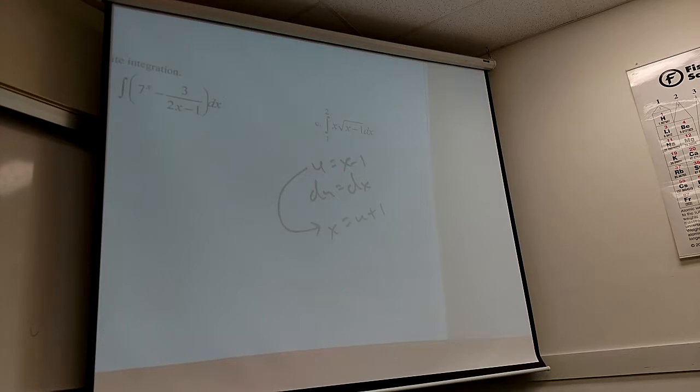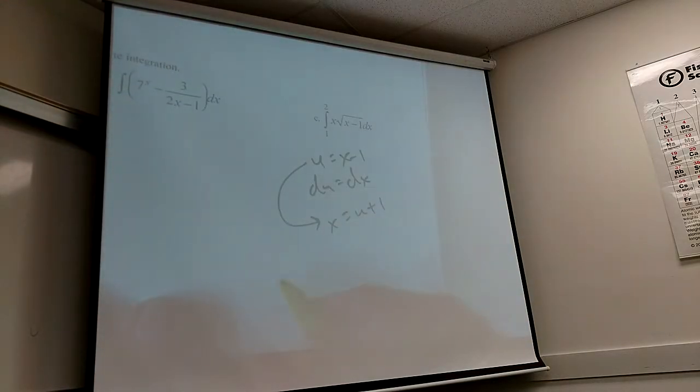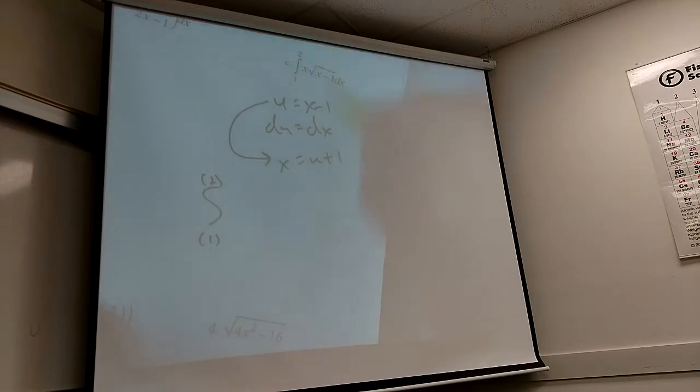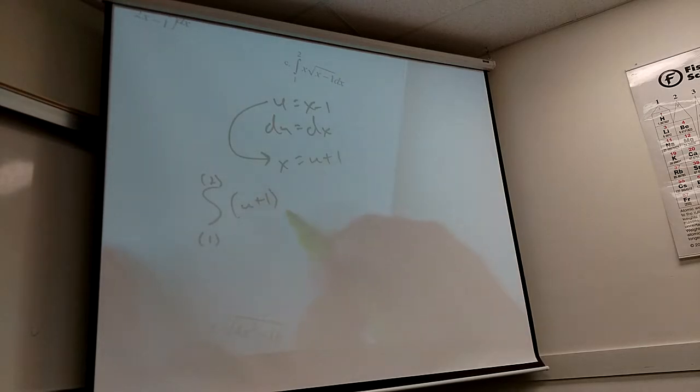Okay. So then you get the integral from 1 to 2. That's my own thing. I just put parentheses around it because that's not related to you. If you guys want to change limits, whatever, I don't care. x is u plus 1. And now I get square root of u, right?